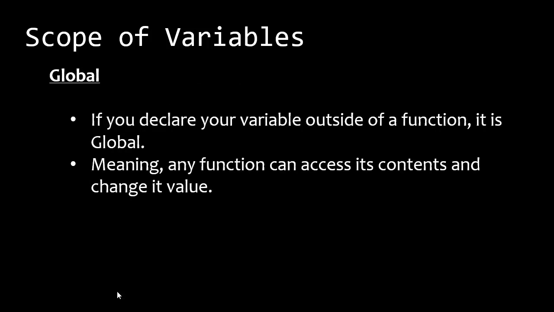If you declare your variable outside of a function, it is global. So if you declare a variable anywhere in your code and it's not within a function itself, it is considered global. What does that mean? That means any function can access its contents and change its value. Not only any function, but any piece of code within the program itself can access its contents and change its value. That could be quite beneficial, don't you think? If I declare a global variable and I have a function, I can access it. That's what a global variable is for.